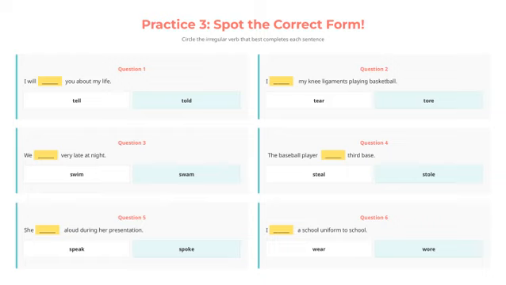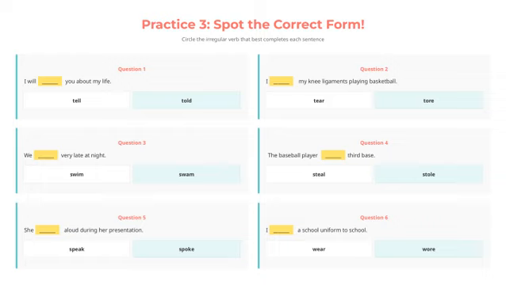For example, in question 1, we have, I will ___ you about my life. You need to choose between tell and told. Since we're talking about a future intention, tell is the correct choice here. In question 2, I ___ my knee ligaments playing basketball. The correct answer is tore, because that's the past tense of tear, and it fits the context of an injury.